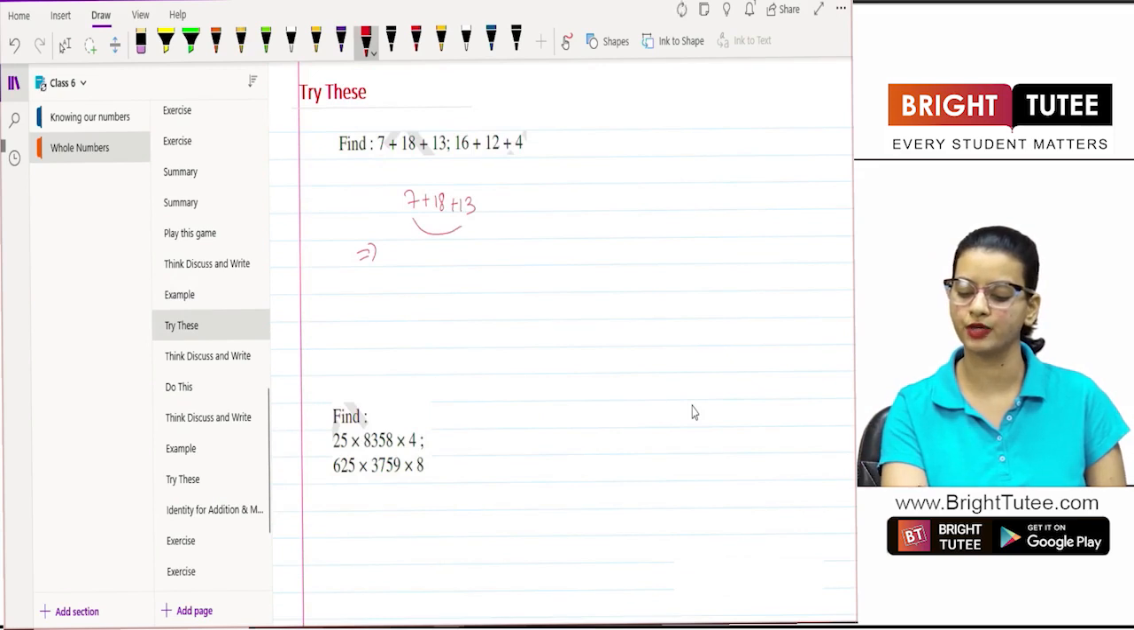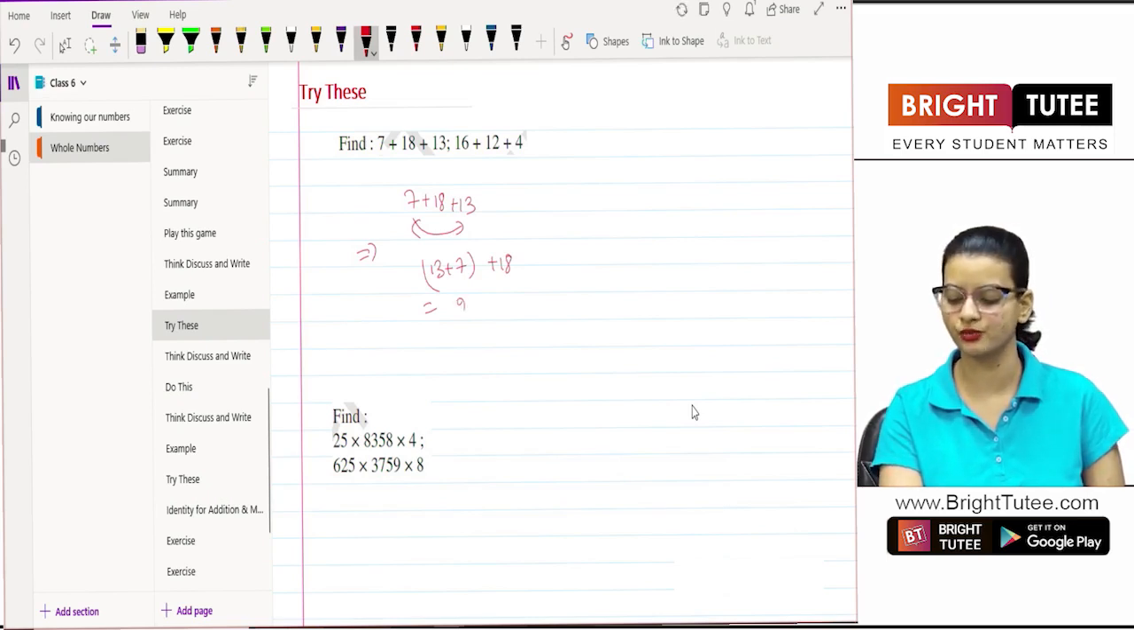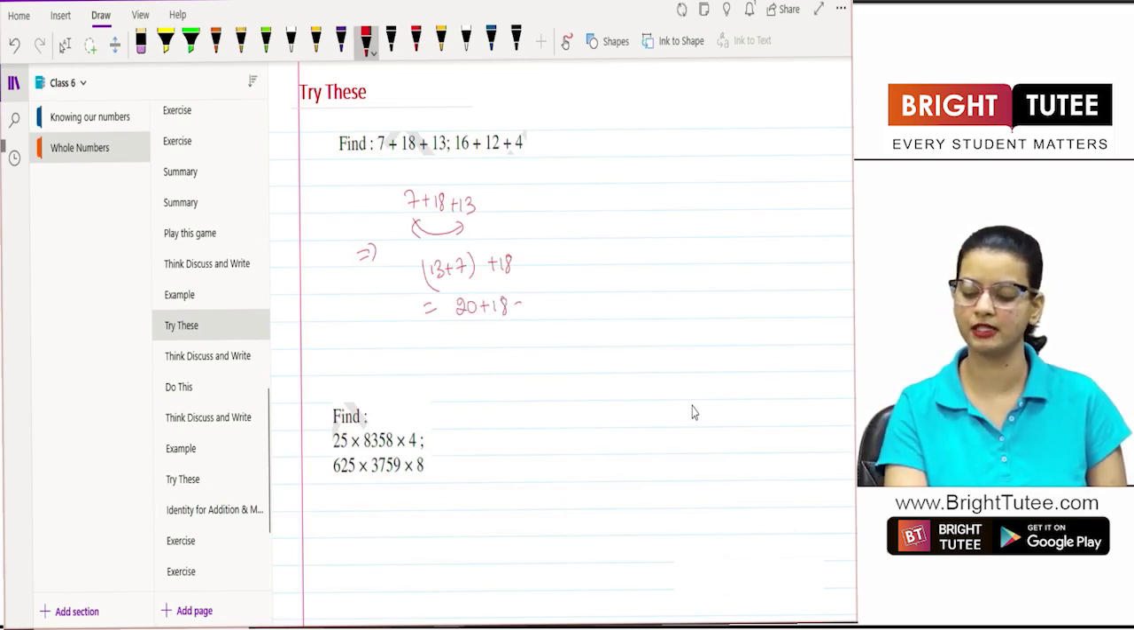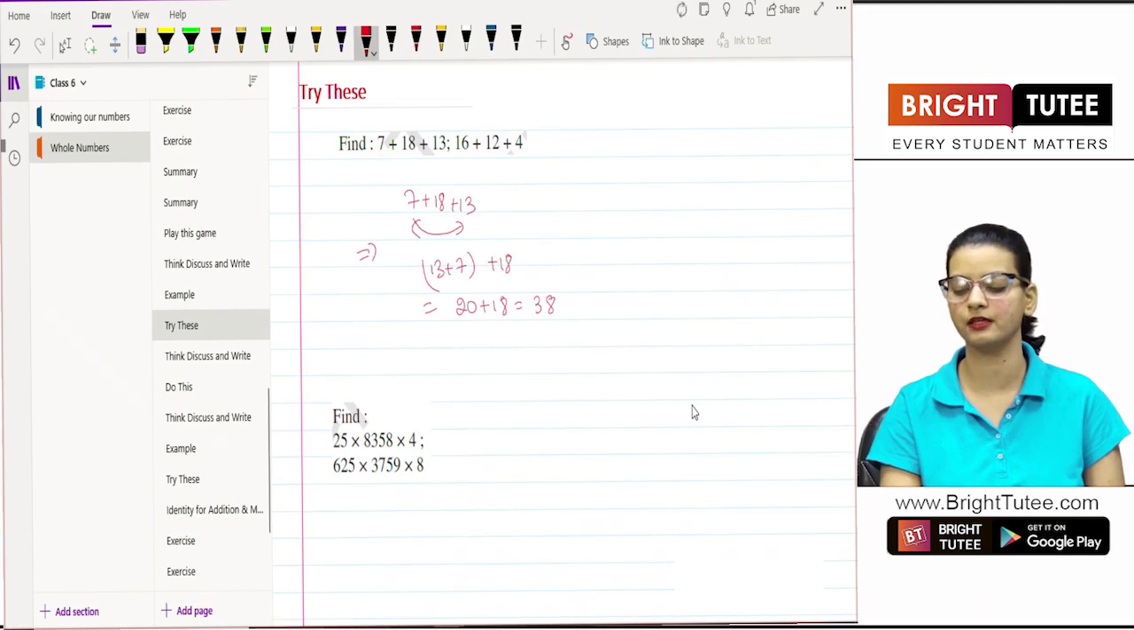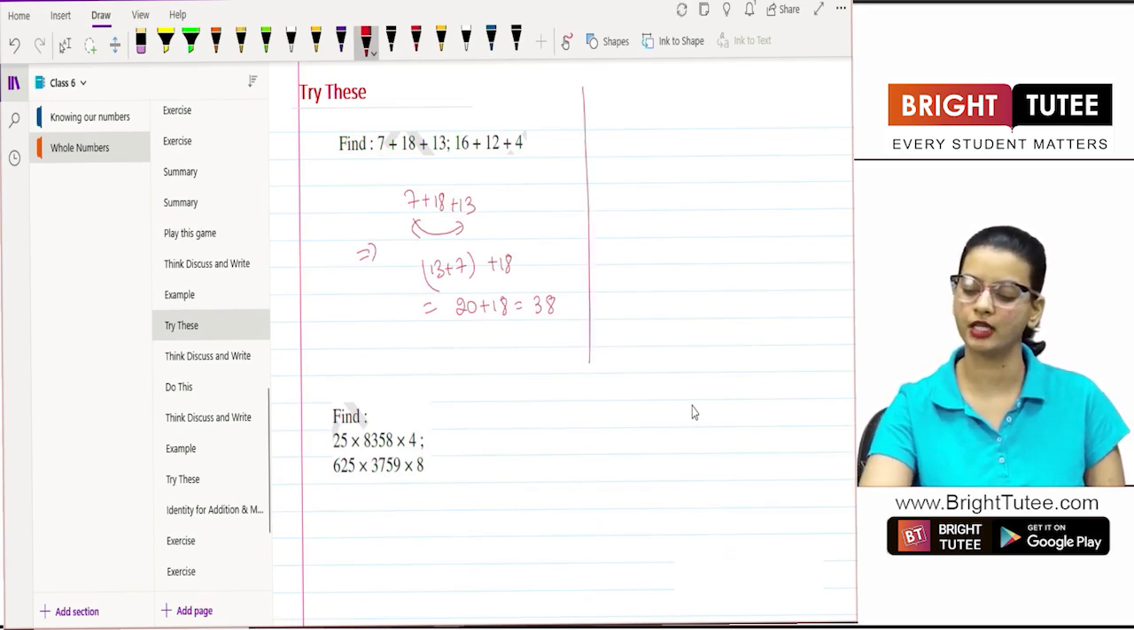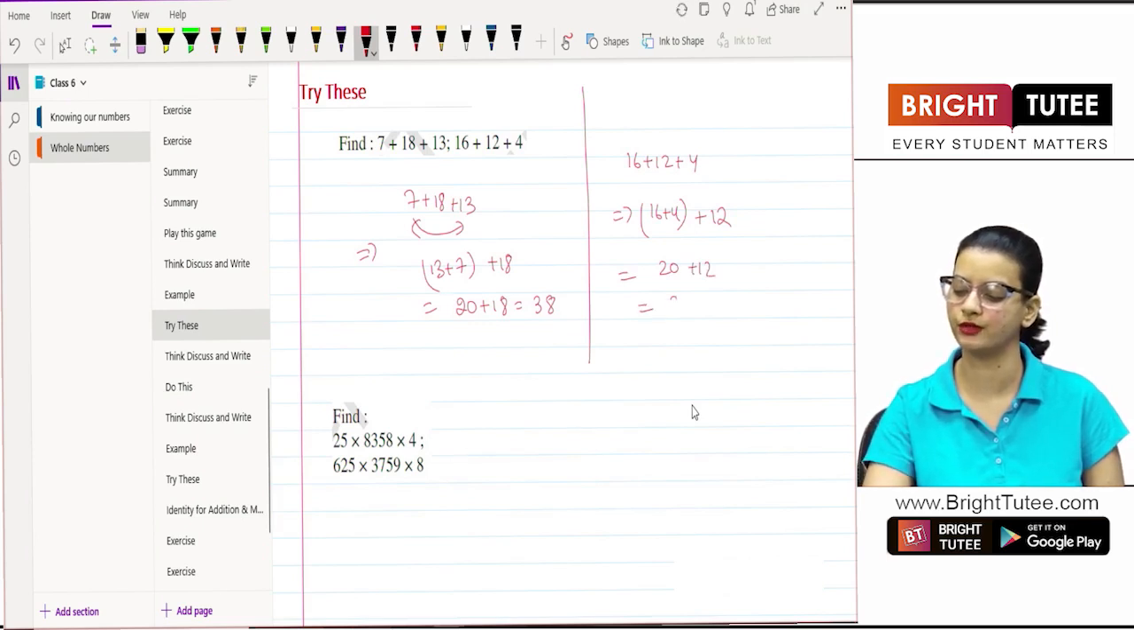We can break this as 13 plus 7, and then 18. Now, 13 plus 7 is 20 and 20 plus 18 we can very easily write as 38, okay. Now, another is 16 plus 12 plus 4, okay. So, we have got 16 plus 4, this is 20 and then plus 12. So we have got 20 plus 12, which is equal to 32.